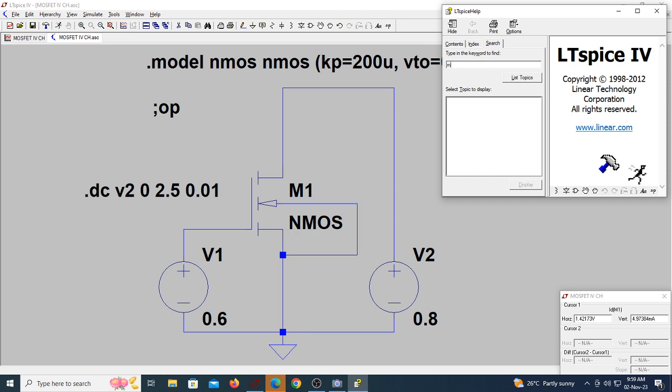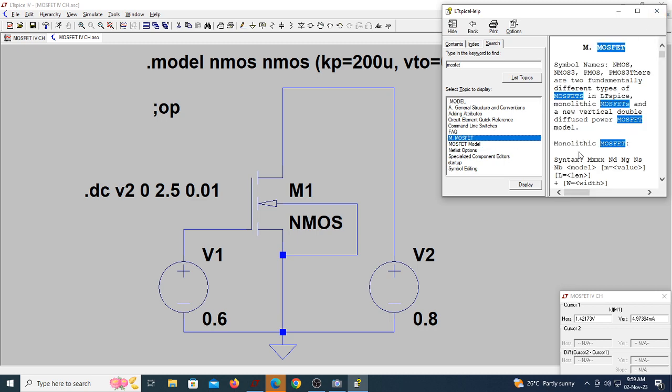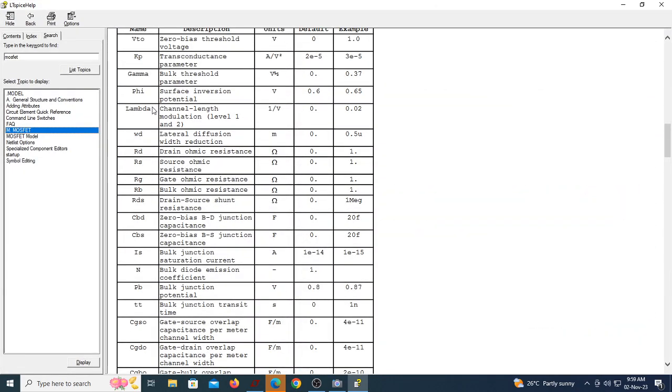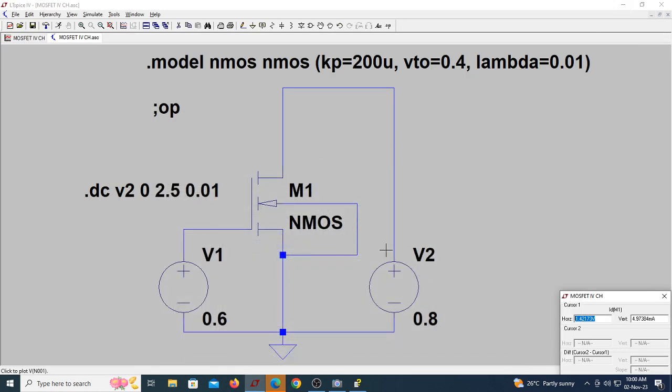You can see MOSFET. In this MOSFET section, you can get all the information. See here, this is lambda, which is channel length modulation, in 1 over volt. Of course by default it is 0. For example, it can be 0.01. This is 1 over volt or volt inverse. So we should edit the lambda value in the model file so that you will have the effect of this channel length modulation felt on the device.